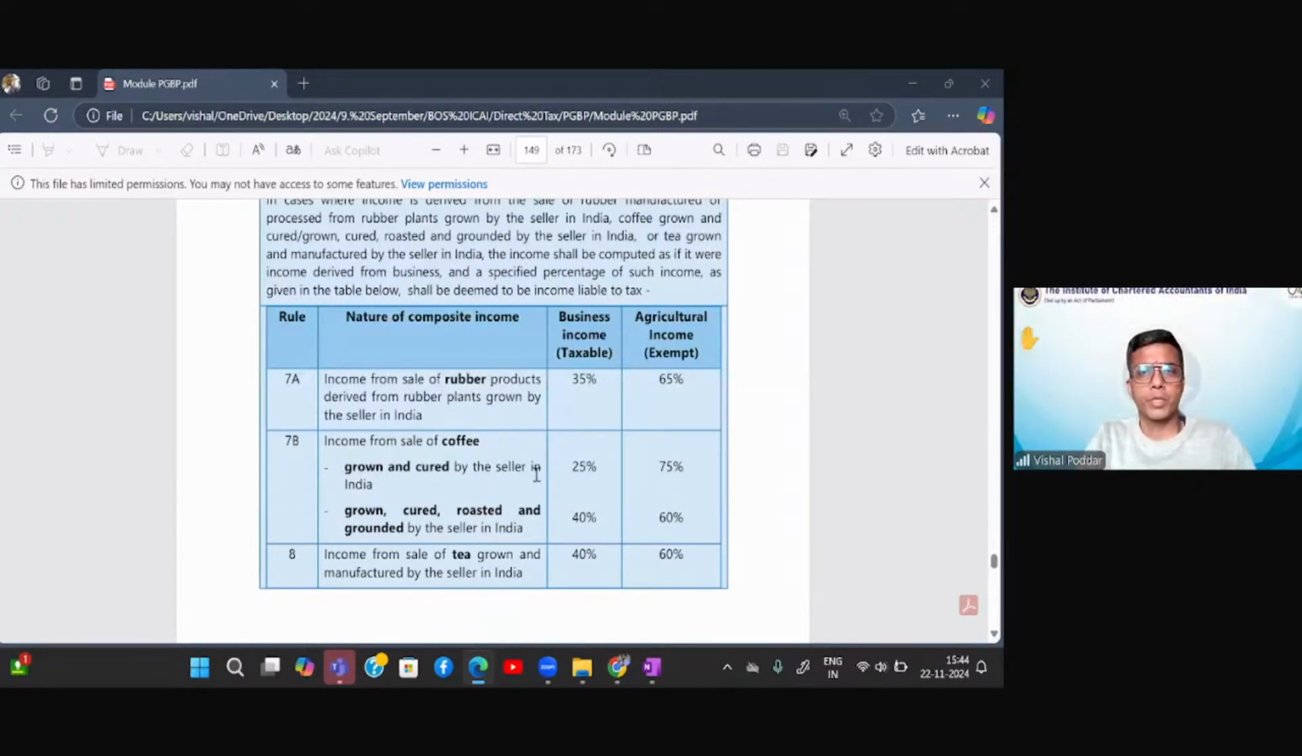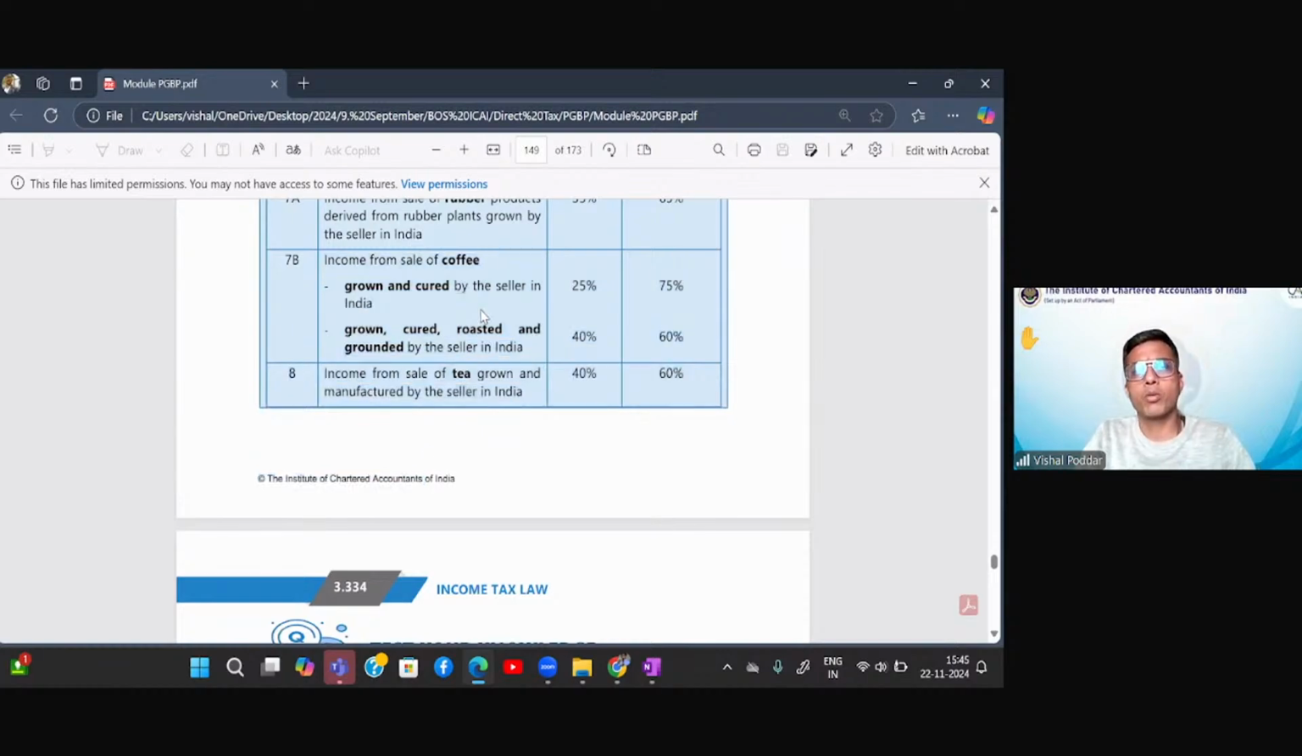Similarly, second is you are in the business of coffee. So actually, if you know, coffee beans are grown and then these beans are roasted, dried, and then churned to get the coffee powder. So in case of coffee, there are two rates.